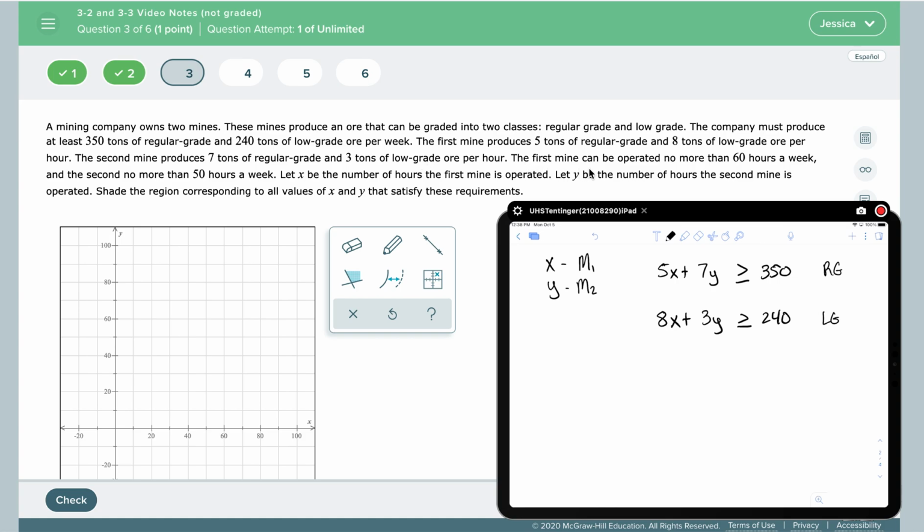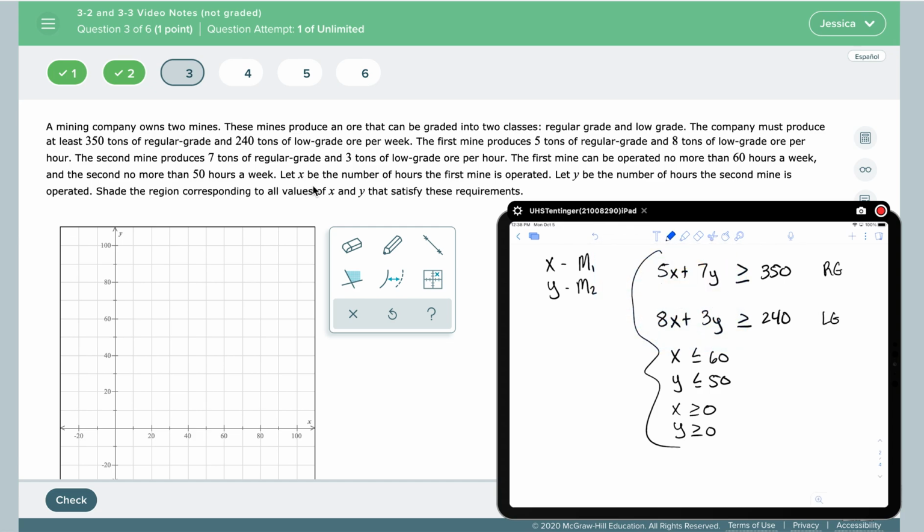And then it says the first mine can be operated no more than 60 hours per week. So x has to be less than or equal to 60. And then the second mine, no more than 50 hours per week. So y would have to be less than or equal to 50. And then always including the x greater than or equal to 0 and y greater than or equal to 0. So this is the system that I'm going to need to focus on solving. So we are going to have to solve for the y's.